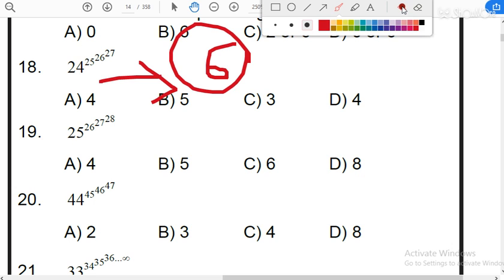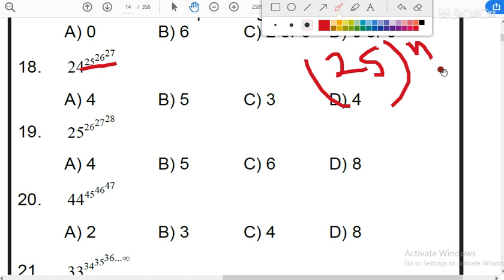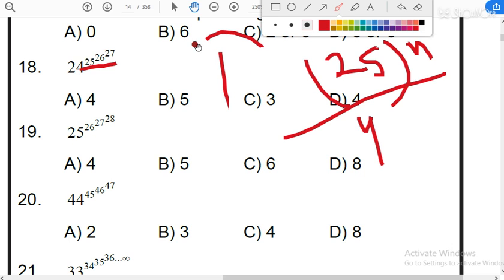Okay students, so wait for 1 minute. 27 is there. So if I take the power of 26 raised to the power 27, then it will give me the result 6. Now I have 25 raised to the power something. Let's suppose its power is n, and it is divided by 4, then it will always give a remainder of 1. Is it required? Not required.